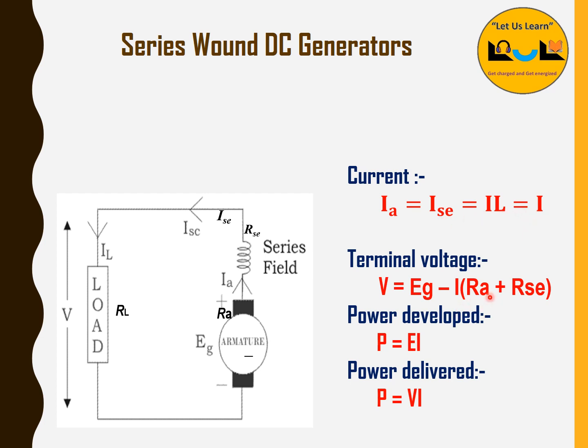Since IA is equal to ISE, which is equal to IL, which is equal to I, I am replacing IA with I and ISE with I. Taking I as common, we get the equation V is equal to EG minus I times (RA plus RSE). Then power developed, as already discussed, P is equal to EI, and power delivered will be on the output side, so P is equal to VI.